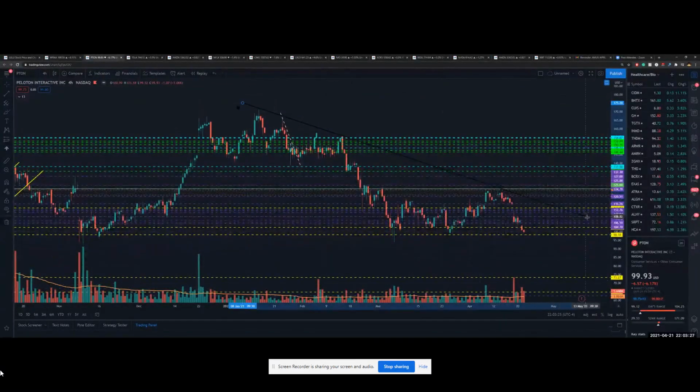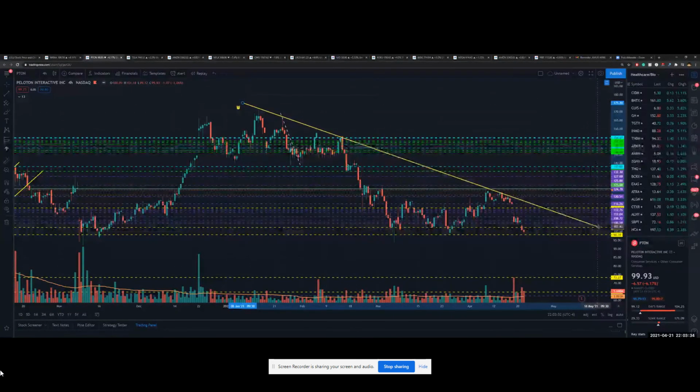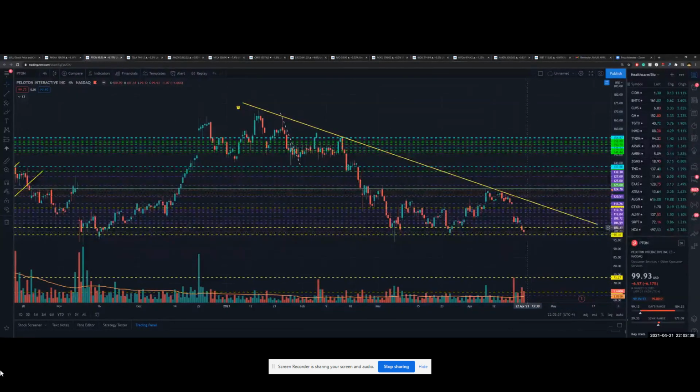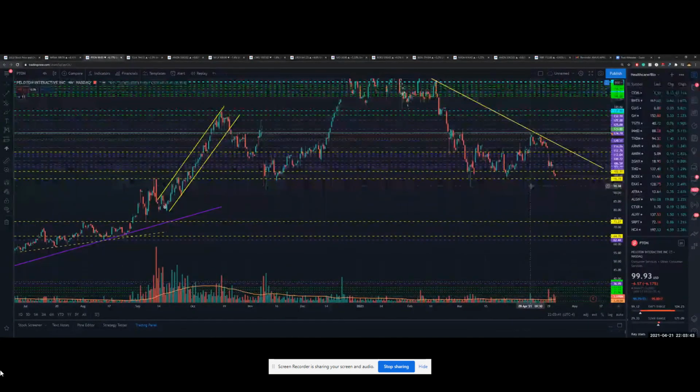So Peloton, and let me just extend this. I already have an alert set for Peloton, right? So you guys can see this, right? Right now, it doesn't look good because it's going to break the 98 level again. It broke the 100 again, but there's still some value here on Peloton.